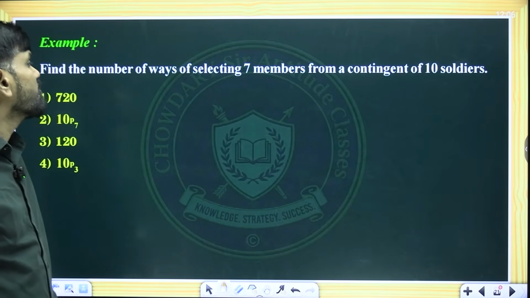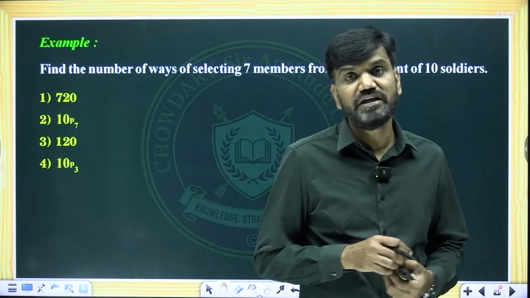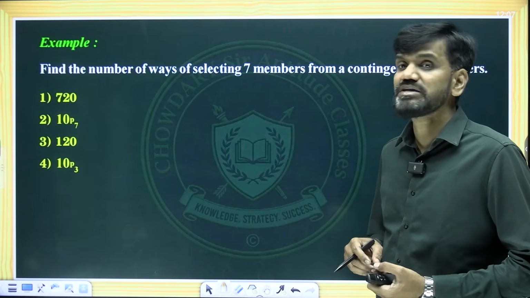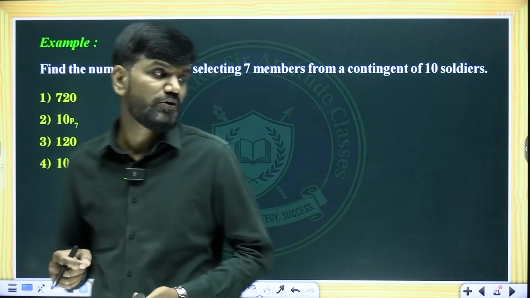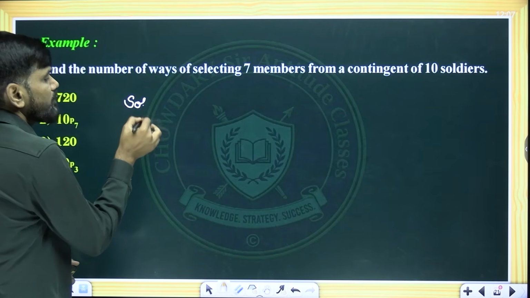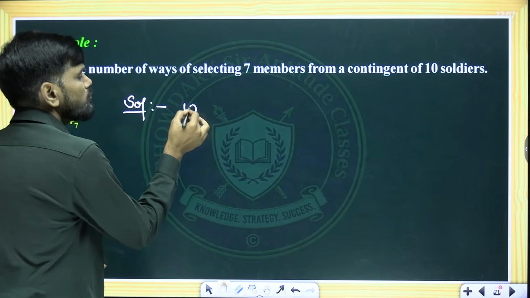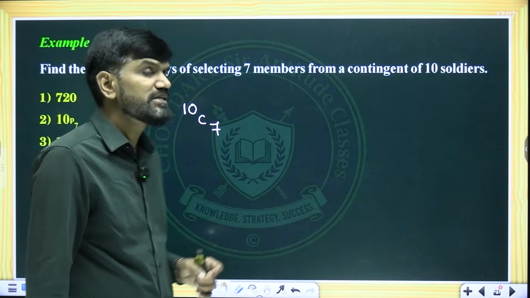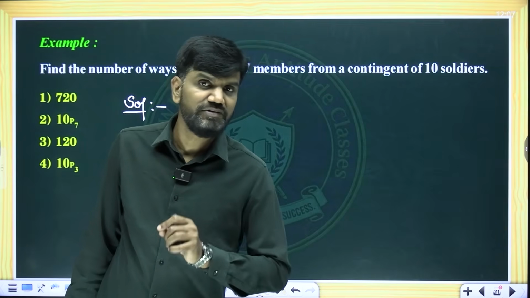Now, find the number of ways of selecting 7 members from a contingent of 10 soldiers. So there are 10 soldiers available. Out of the 10 soldiers, in how many ways can you select 7 members, they are asking. So out of 10 you have to select 7. How can we do that? There are 10 people available, and out of 10 you choose any 7 of your choice. That can happen in 10C7 ways.